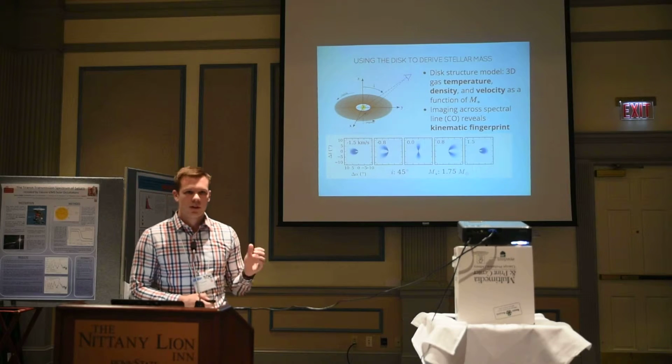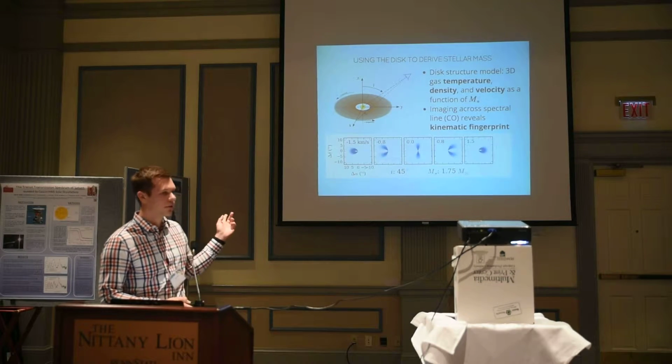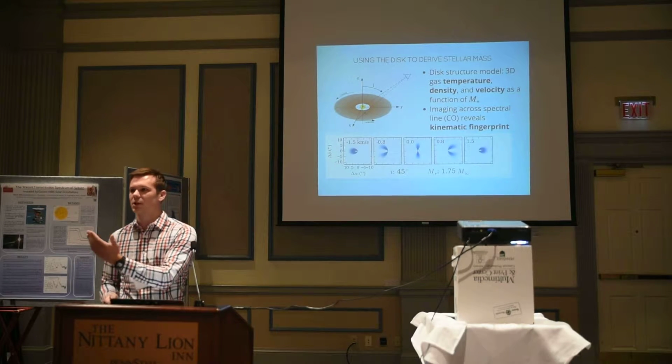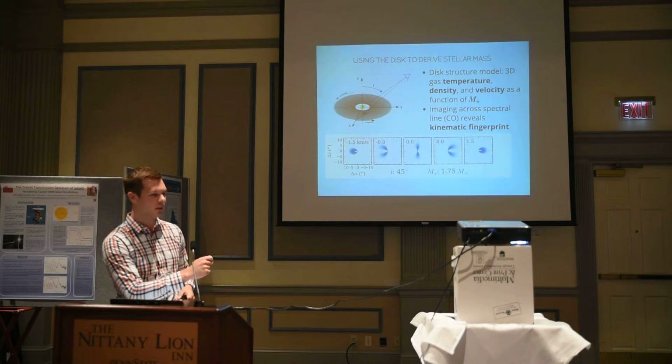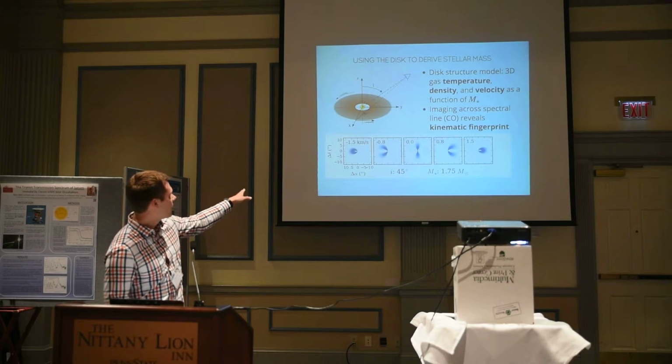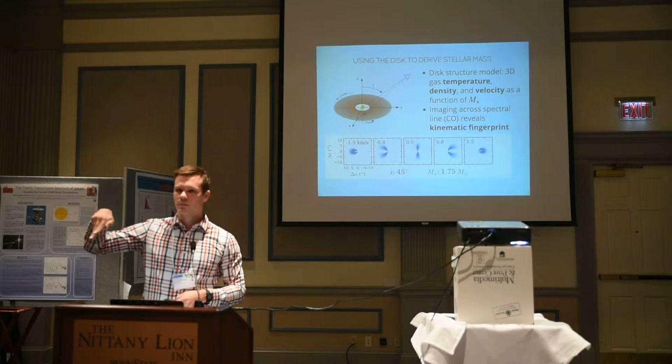Here I'm showing channel maps, so these are images as a function of frequency. On the left, you have blueshifted emission, so the emission coming towards you. On the right, redshifted emission going away from you. For a disk, much like the one you're looking at there, at about a 45-degree angle.